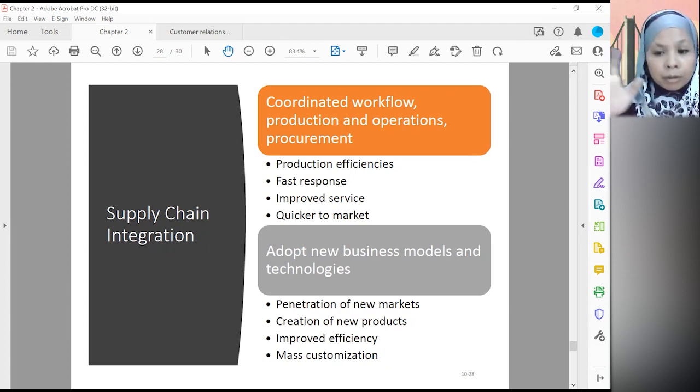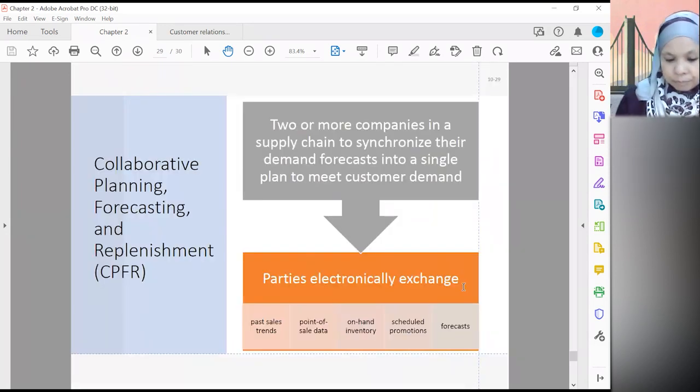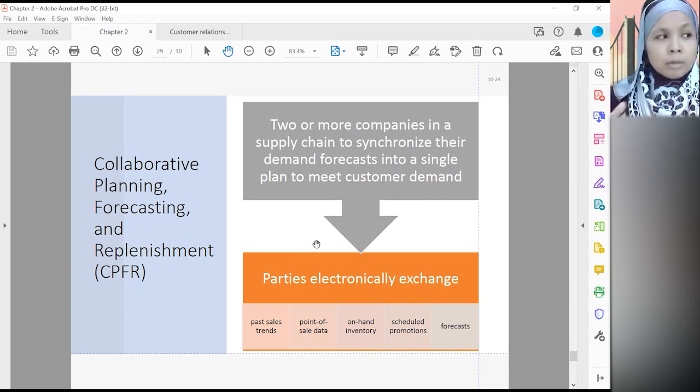And then if you actually have all the information right, with the right amounts of resources, human resource ke, barang-barang punya raw material punya resource ke, you can produce pineapple jams in mass customization. So collaborative planning, forecasting and replenishment, or CPFR, is where two or more companies in the supply chain synchronize their demand forecast into a single plan to meet customer demand. So basically, this is what I've been telling daripada tadi. If every party in the supply chain can be integrated into the supply chain, this is what happens. Everybody can synchronize their information and resources to produce end products. Okay.